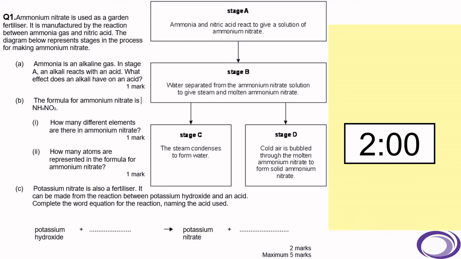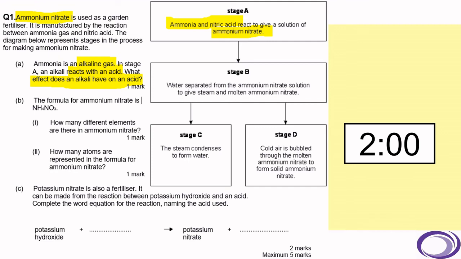It is manufactured by the reaction between ammonia gas and nitric acid. The diagram below, well, it's actually to the side here because I've moved it, represents the stages in the process for making ammonium nitrate. So ammonia and nitric acid react to give a solution of ammonium nitrate. Ammonia is an alkaline gas. In stage A, an alkali reacts with an acid. What effect does an alkali have on an acid?